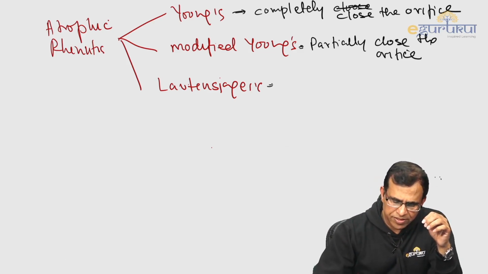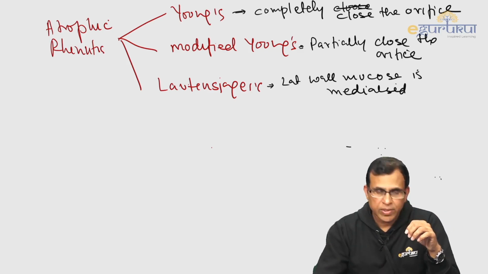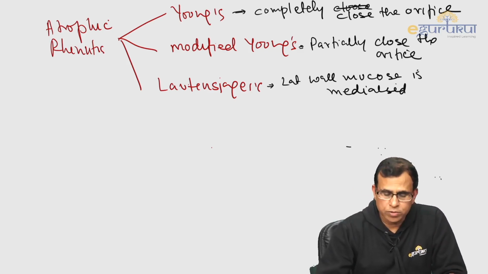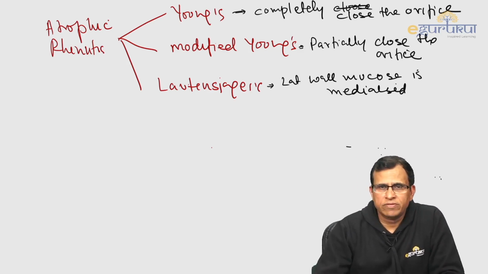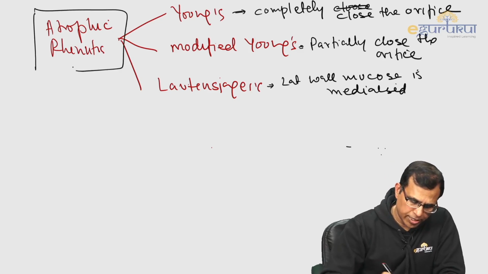Lawton's-Leger surgery is a different kind of surgery. In this, lateral wall mucosa is medialized. So, this is what we do in Lawton's-Leger, medialization of the lateral wall of the nose. And atrophic rhinitis is a very important topic. So you must remember, the answer is atrophic rhinitis.